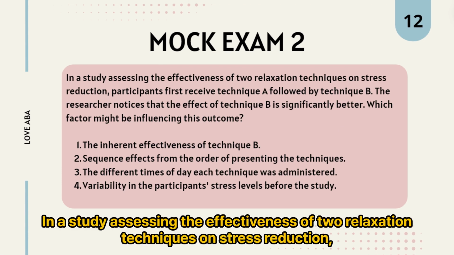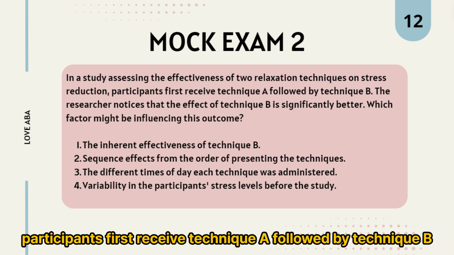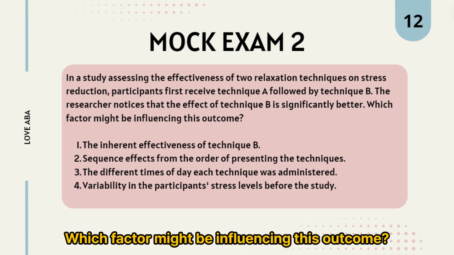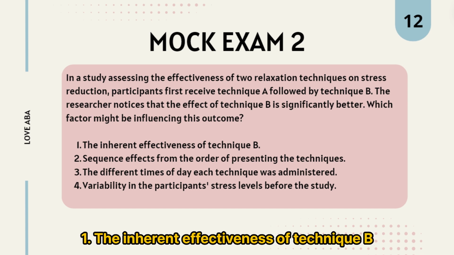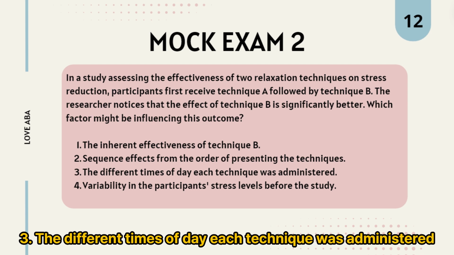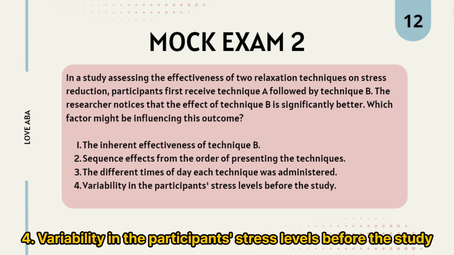Mock Exam 2. In a study assessing the effectiveness of 2 relaxation techniques on stress reduction, participants first receive technique A followed by technique B. The researcher notices that the effect of technique B is significantly better. Which factor might be influencing this outcome? 1. The inherent effectiveness of technique B. 2. Sequence effects from the order of presenting the techniques. 3. The different times of day each technique was administered. 4. Variability in the participants' stress levels before the study.